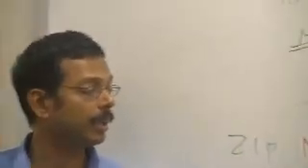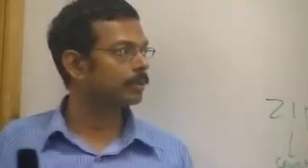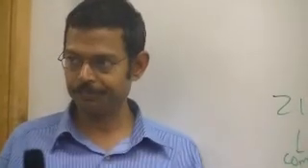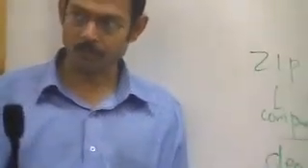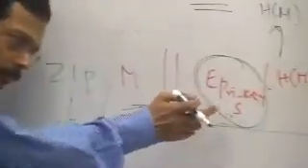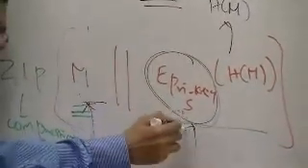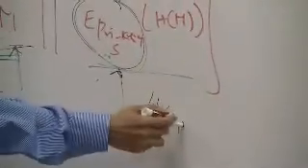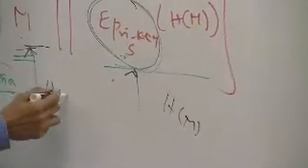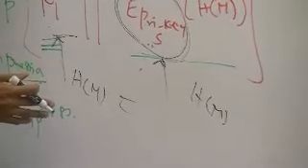Can the third person decrypt that hash? Yes, because the public key is exposed, so the third person can get this, decrypt it, and get the hash value. And he can compute the hash value of the message, just like the receiver does.